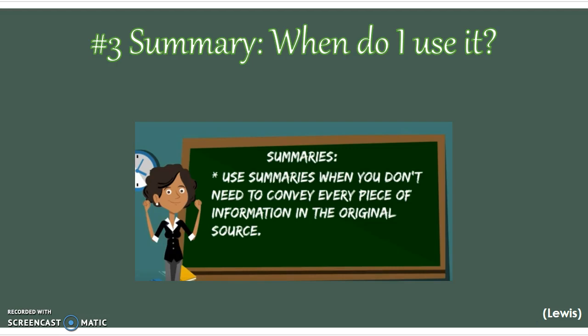So when do you use a summary? You'll want to use summaries when you don't need to convey every piece of information in the original source. A direct quote is when you want to have those exact words. It's the best way to say whatever it is you're trying to convey. A paraphrase is when you need all of the information, but you don't necessarily need it stated exactly. The summary then is when you need the main points, but you don't need all of the information. So you're just summing up what you do need out of your reference source.